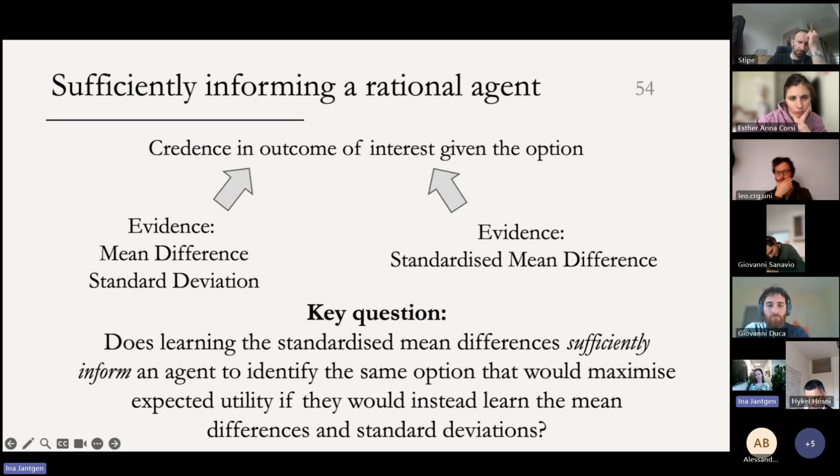And if a standardized mean difference sufficiently informs an agent, then that means it doesn't leave out any decision relevant information. It doesn't leave out information that bears on which option maximizes expected utility, which option is best. So then the standardized mean difference would facilitate rational decision making.